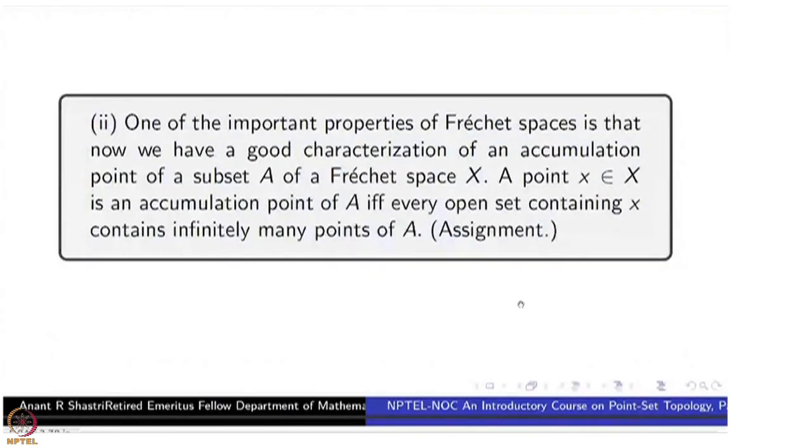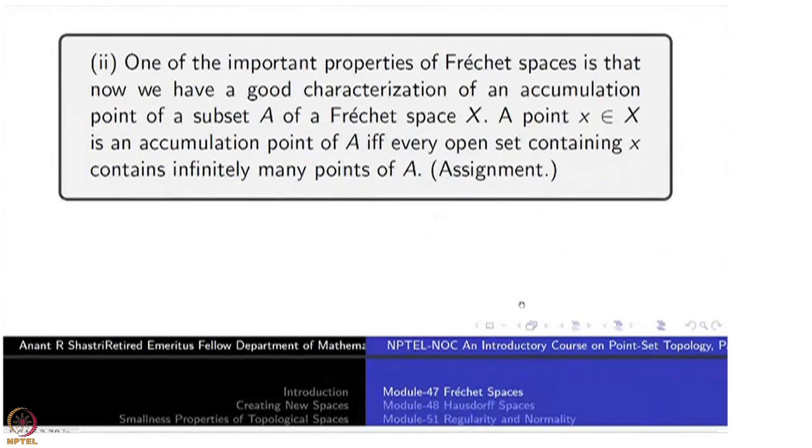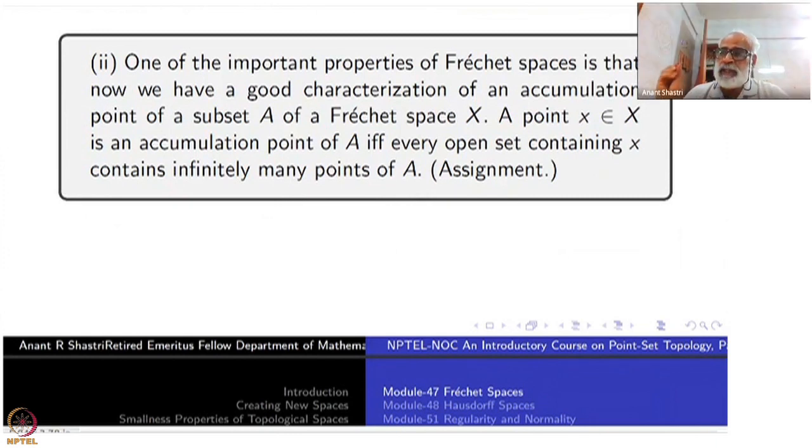One of the important properties of Fréchet spaces is that now we have a good characterization of an accumulation point of a subset inside a Fréchet space, equivalent to what we do in metric spaces. A point x is an accumulation point of a subset A if and only if every open set containing x contains infinitely many points of A. For a closure point, all that you needed is that the intersection is non-empty. One point is enough.